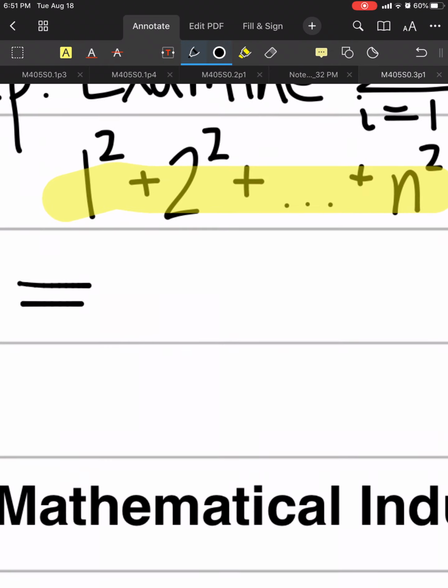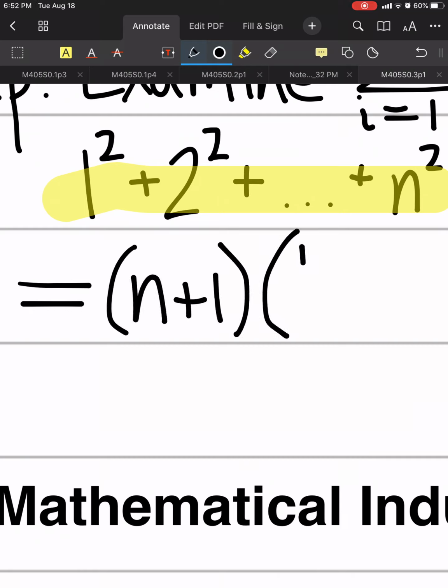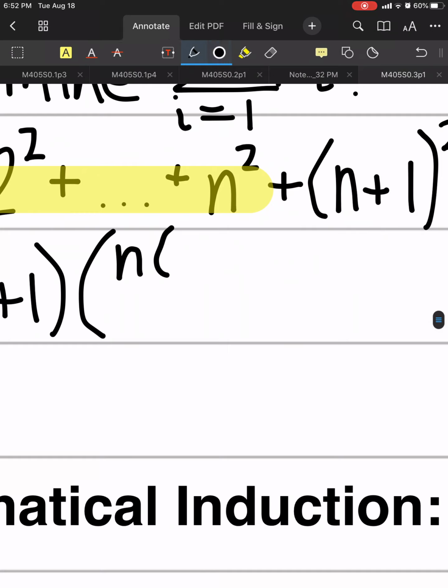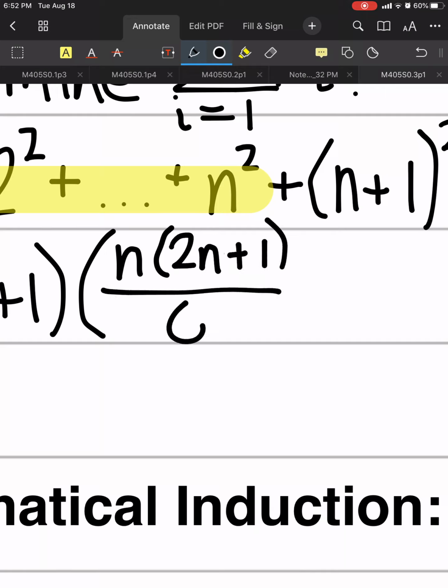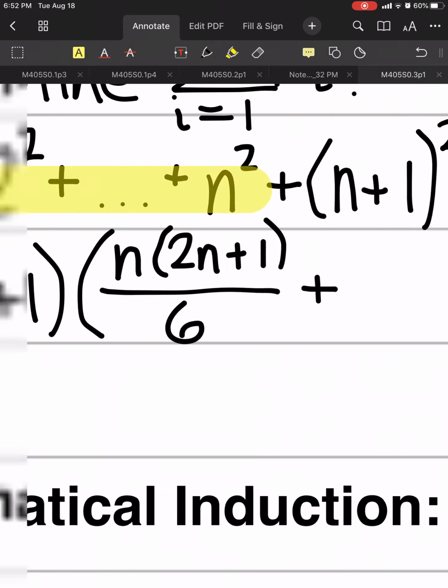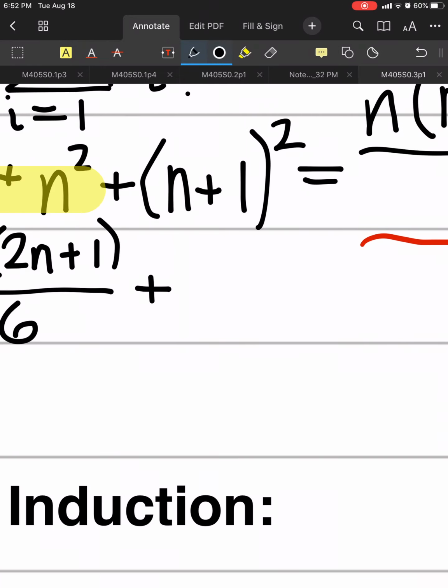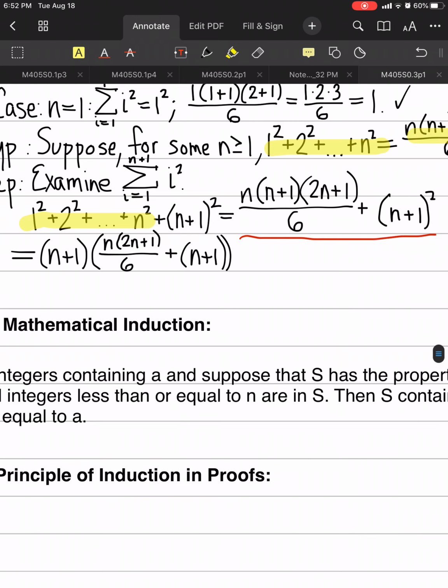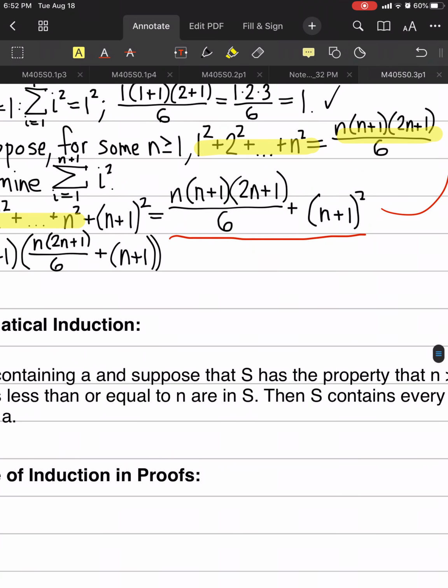So I'm going to go ahead and do that. I factor out an n plus 1. My first thing becomes now n times 2n plus 1 over 6. The other term was just n plus 1 squared, so I factor out an n plus 1. I get just n plus 1 there. Okay. So all I've done at this point is factor out an n plus 1. I think I'm going to have to erase that red line there, sorry.